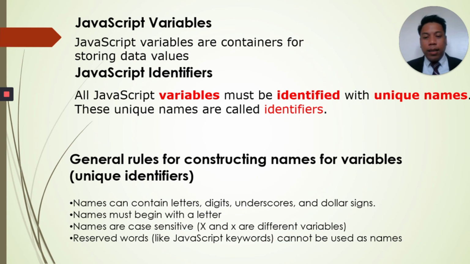Names are case sensitive. If you are going to use the uppercase X, you have to use the uppercase X through the duration of your program. The uppercase X is different from the variable lowercase x. Reserved words are also not allowed to be used as unique identifiers. And as we go along in the duration of this course, we will also be discussing the different JavaScript keywords which should not be used when you are naming variables.